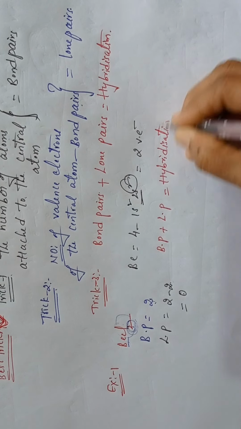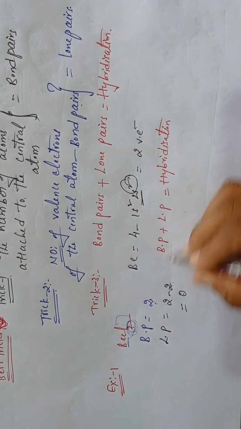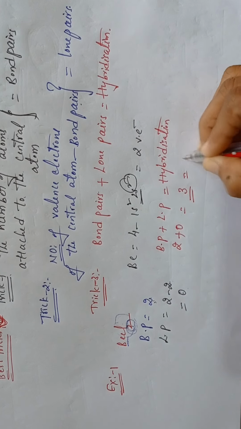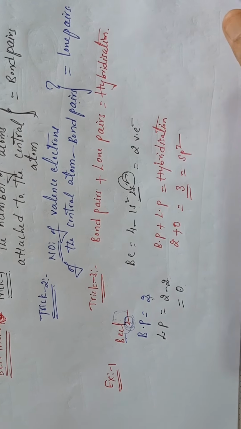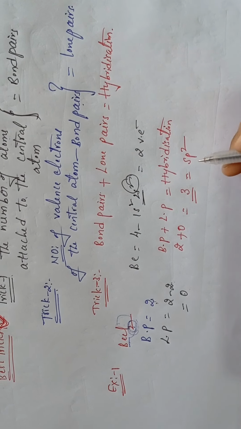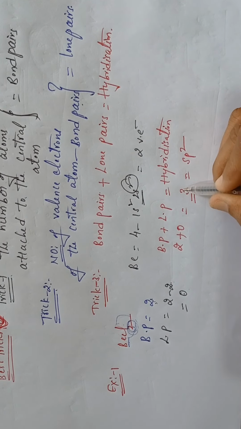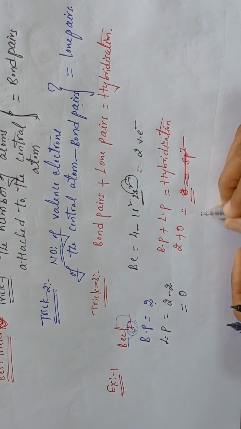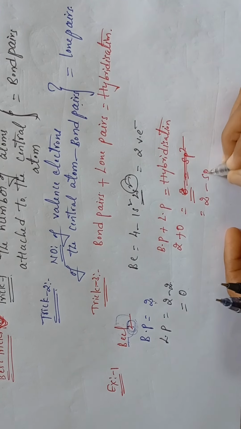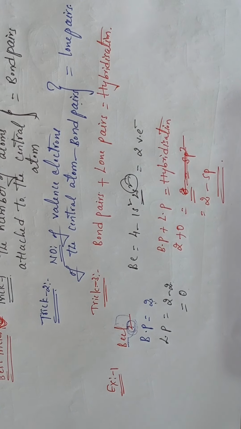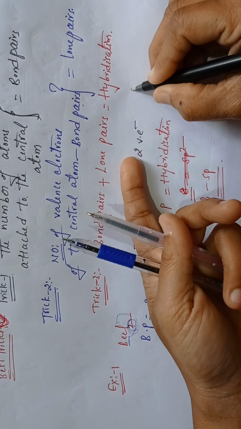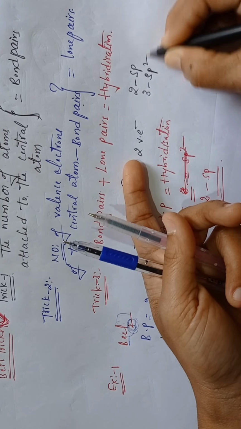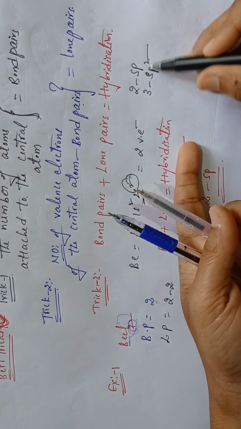Bond pairs, how many, students? 2. Lone pairs 0. 2 plus 0, sorry, 2 plus 0, how much, students? 2. 2 means which hybridization? sp hybridization. Now see here, 2 means, students, sp hybridization; 3 means sp2, 1 s and 2 p, total 3.